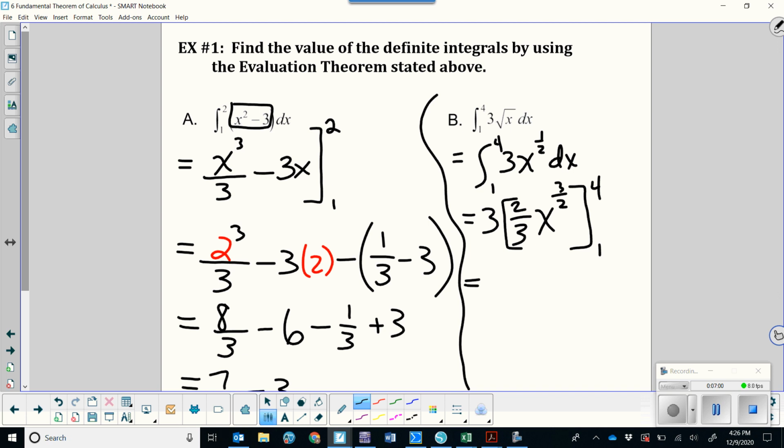Now, before I evaluate it, I could simplify it a little bit, or here's actually what I do. The constant part can move all the way out front. So 3 times 2/3 is going to be 2. So I'm going to put it out in front and then have a bracket. Now the thing I have to remember is I took this and I multiplied it by the 3, so it's not there anymore. Now I'm just going to plug in 4 to the 3/2 minus 1 to the 3/2.